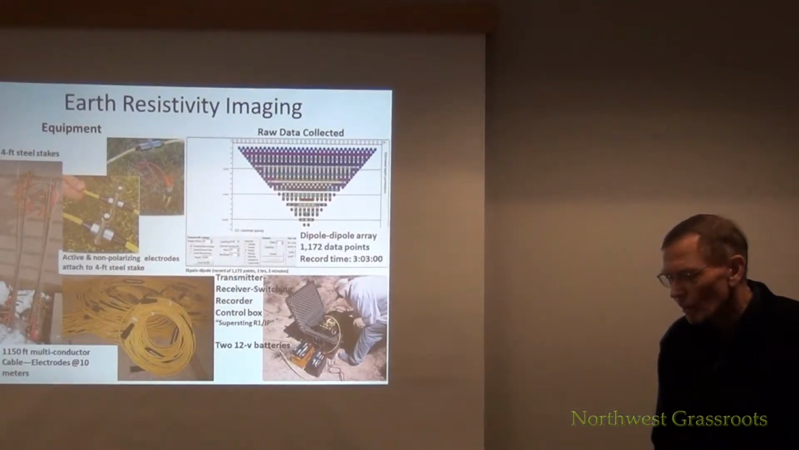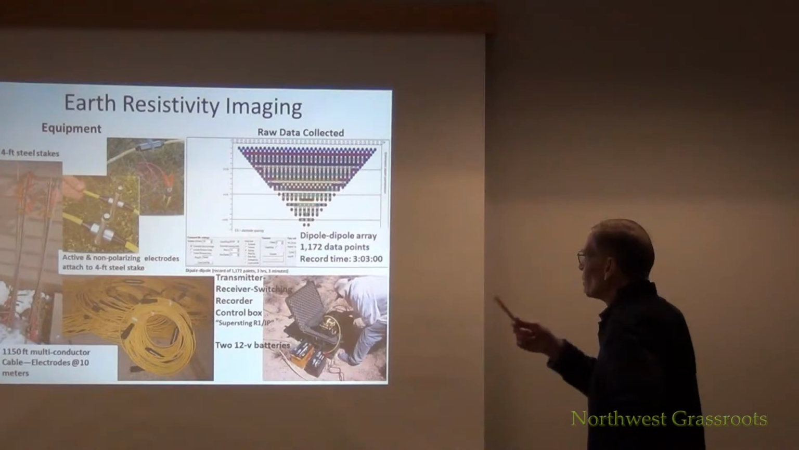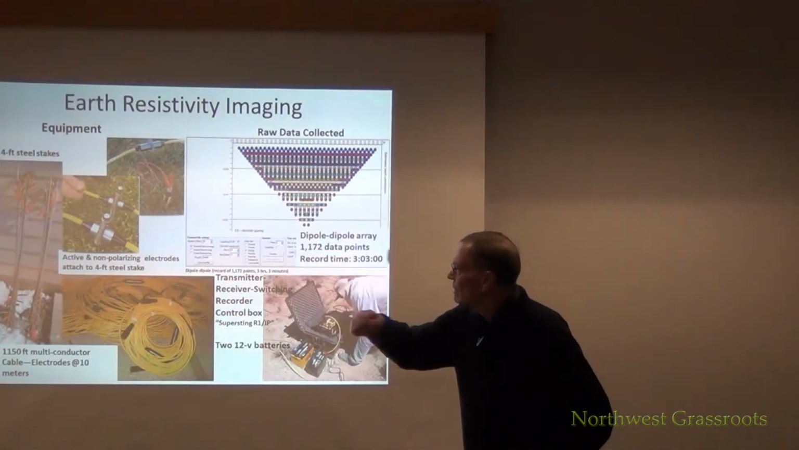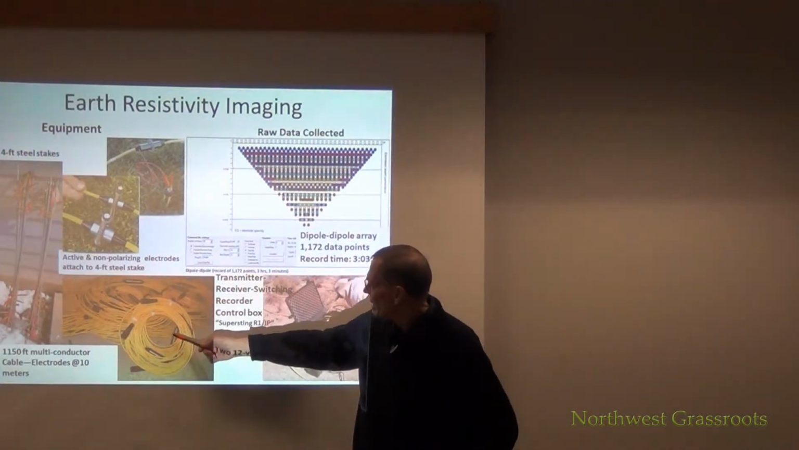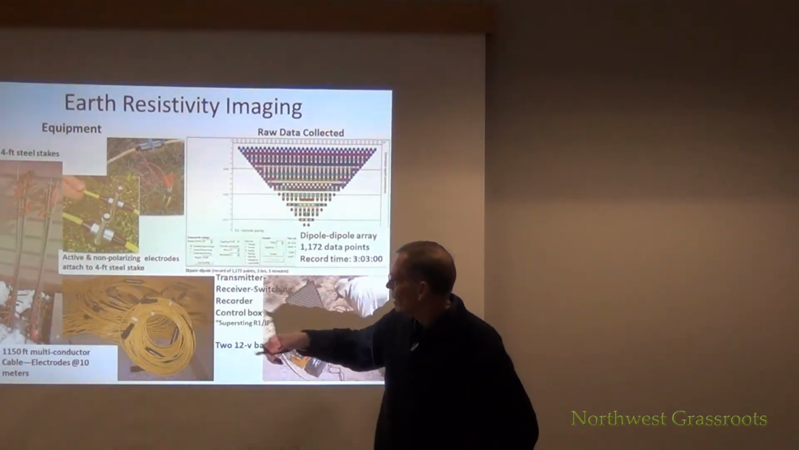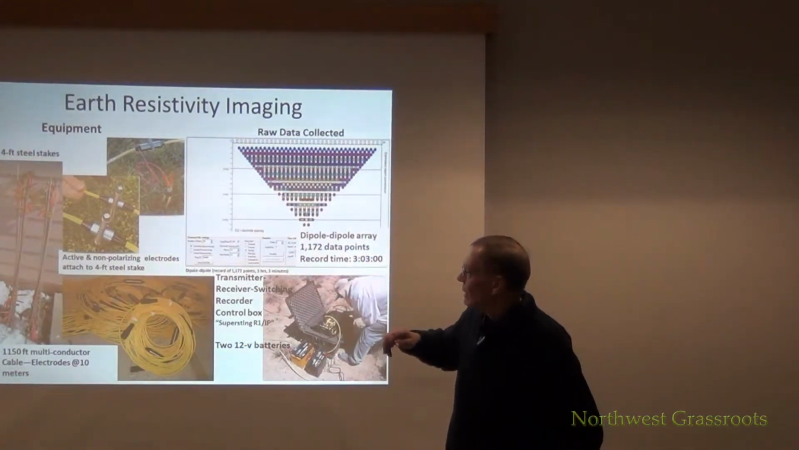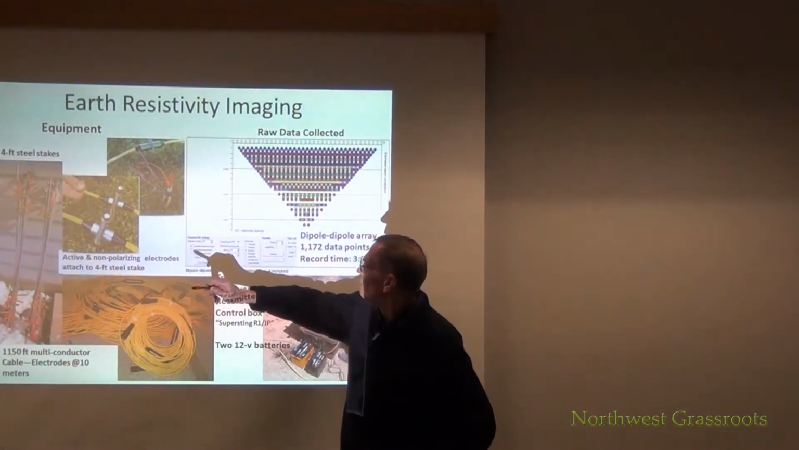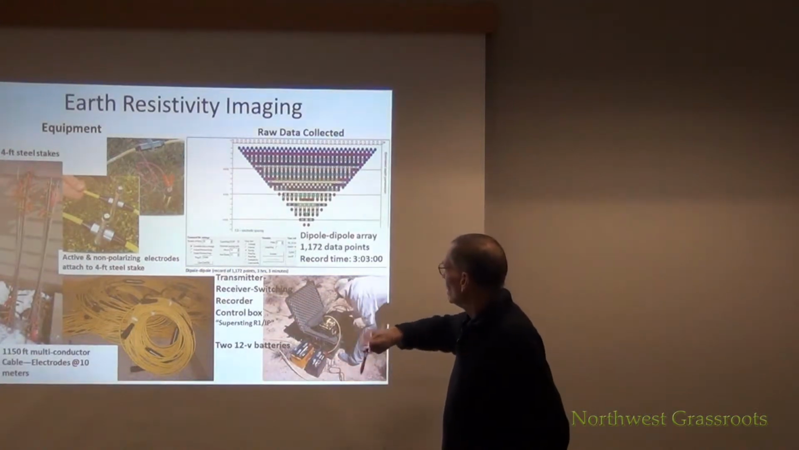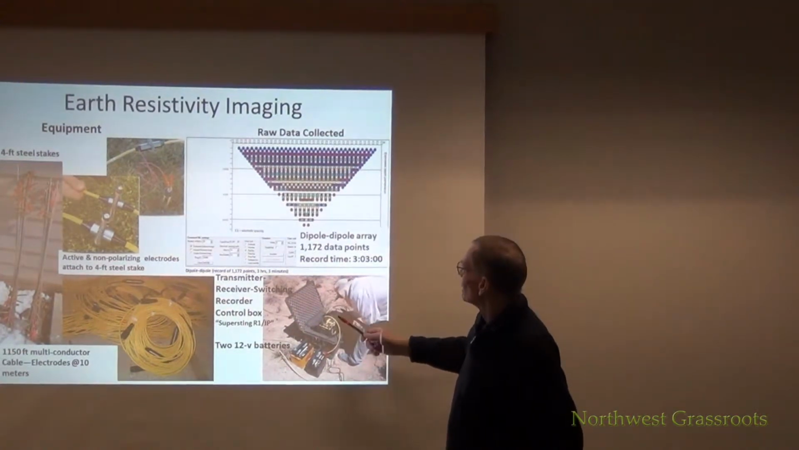So this is what the equipment looks like. On the left are the steel stakes, and the cable, and you see on the cable these shiny cylinders. Those are the hardwired electrodes, that I call them. And they're attached to a steel stake in the ground. And then here's the operator working on that.